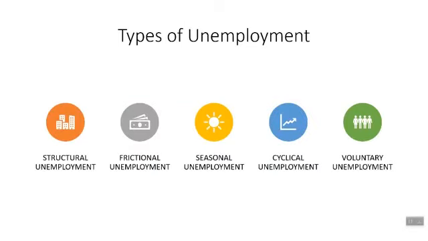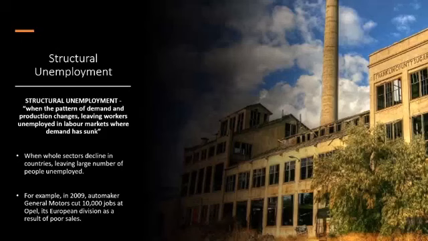Although unemployment in general refers to people being out of work but seeking work, there are different reasons why people are unemployed: structural, frictional, seasonal, cyclical, and voluntary. Structural unemployment is when the pattern of demand and production changes, leaving workers unemployed in labour markets where demand has sunk. Essentially, when whole sectors decline in countries, a historical example of this would be the shipbuilding industries in the north of England. When these sectors decline, this could leave large numbers of people unemployed.